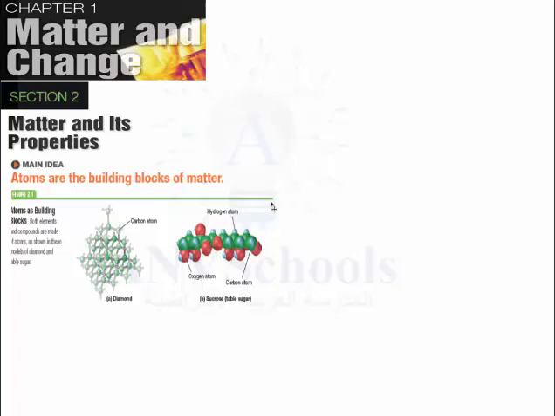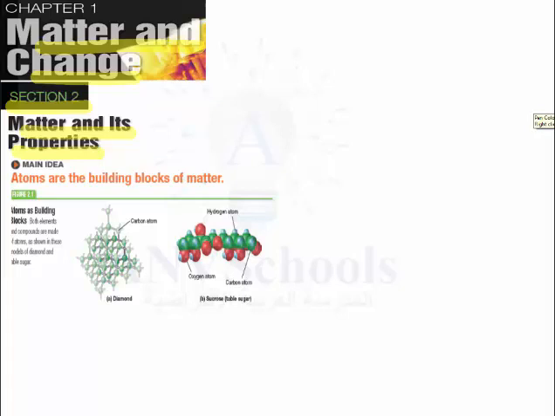We will be looking at chapter 1, and in this chapter, which is matter and change, we will be looking at section 2, and in section 2, we will base ourselves in looking at matter and its properties.